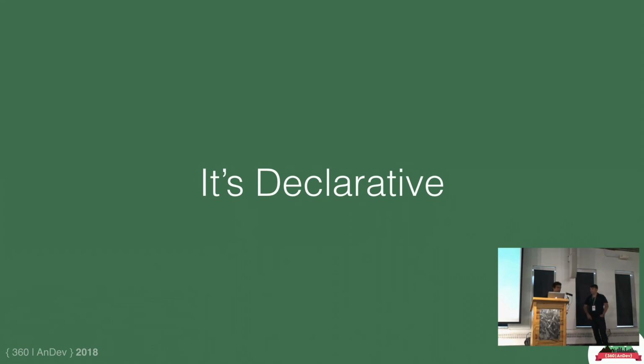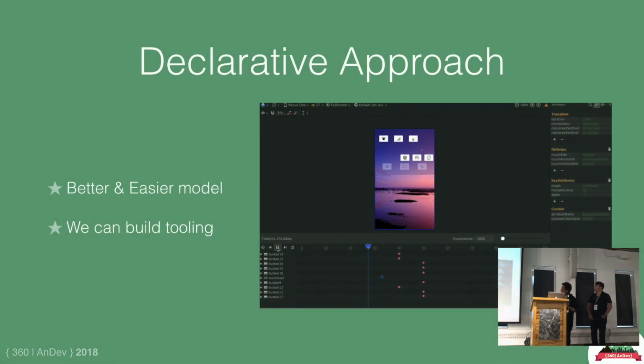Very important for being declarative is that we can tool it. And if you saw the demo we did at Google I/O, essentially we are building a tool for using this. In Studio, it's coming. When, we're not sure.